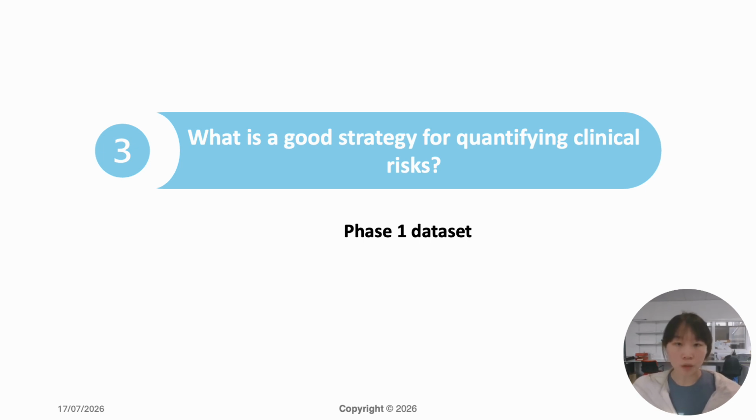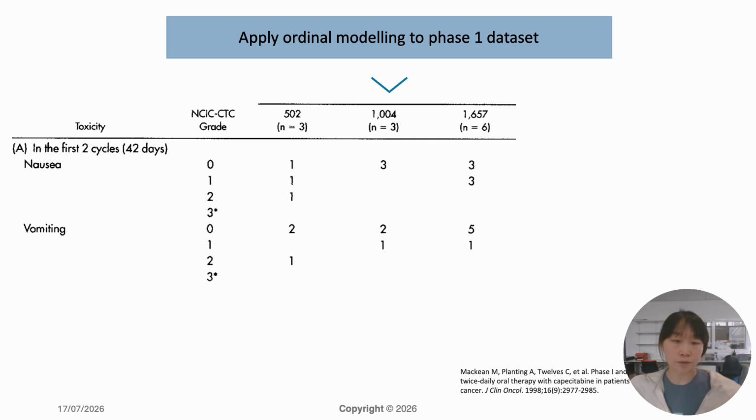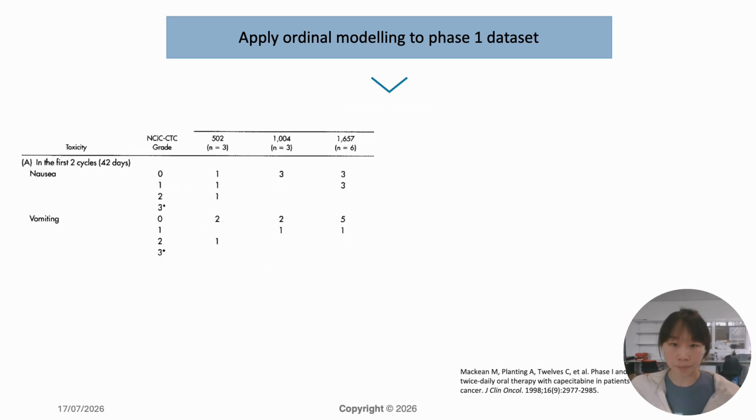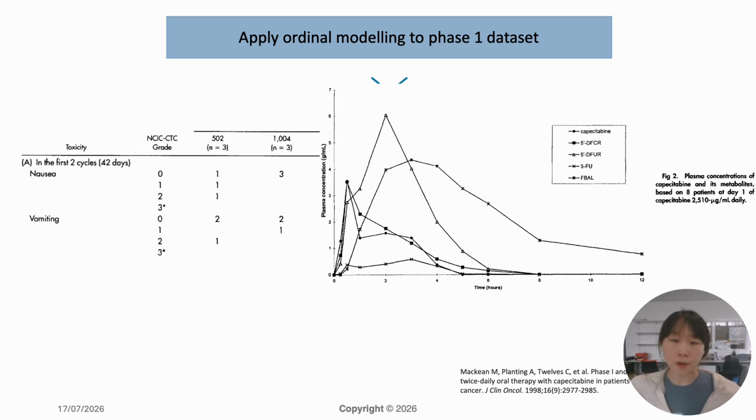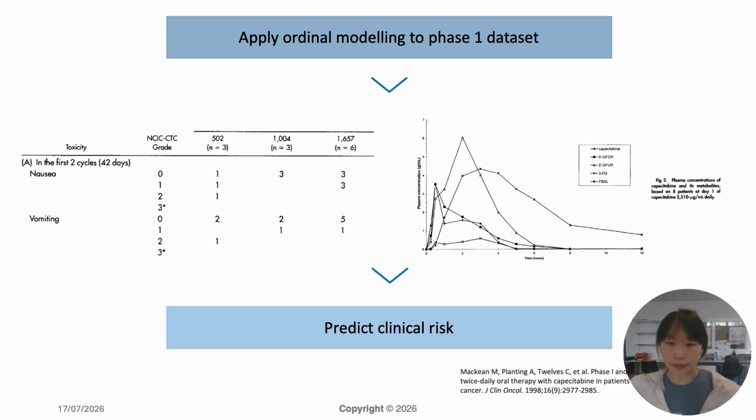So for the final question, what's a good strategy for quantifying clinical risks? The answer is the phase 1 dataset. So we can apply the ordinal model to phase 1 datasets, and I'll take the Twelves 1998 clinical trial, for example. In this phase 1 clinical trial, they collected different types of adverse events with different grades and different dose levels. So this is a multiple-dose clinical trial. They also reported the pharmacokinetic profile of capecitabine and its metabolites. Hence, in the phase 1 dataset, we can get both the adverse event and the pharmacokinetic information. After that, we can predict the probability of each grade and predict the clinical risks.